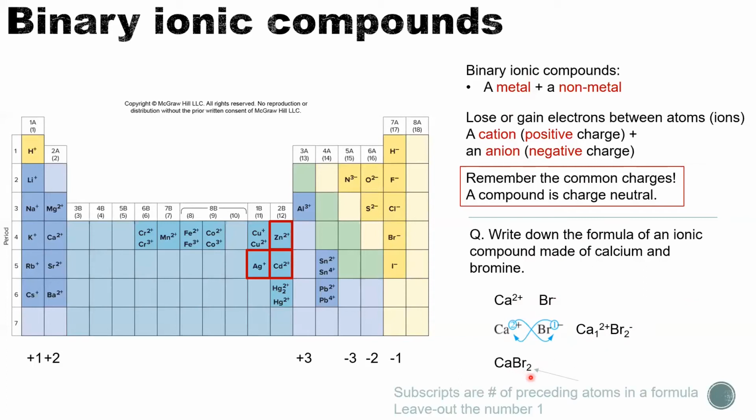This 2, the subscript here, is the number of preceding atoms in the formula. And because calcium only has 1, we leave out the number 1 in the subscript. This is the chemical formula of calcium bromide.